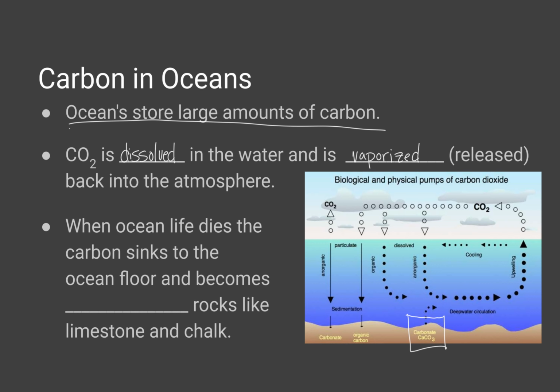So interestingly, when ocean life that has shells dies, those shells don't just disappear or decompose. They sink to the ocean floor and they become sedimentary rocks. So this is how we get things like limestone and chalk. This is actually rock that was made from once living things, which is why it's biochemical rock.